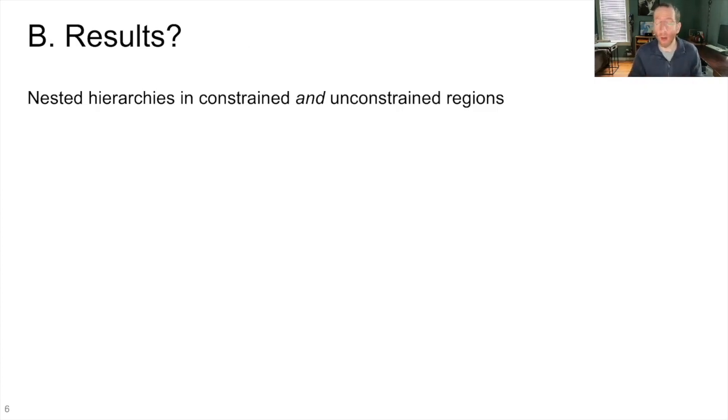Well, we find nested hierarchies in constrained and unconstrained regions. I'm not going to show you any data for the constrained regions because everybody agrees on that. Everyone's predictions agree with each other. But let's look at these unconstrained regions. We can look, for example, at regions called ERVs, endogenous retroviruses. Those are viruses that integrated into a genome at some point and then broke, and now they're just kind of stuck in there.